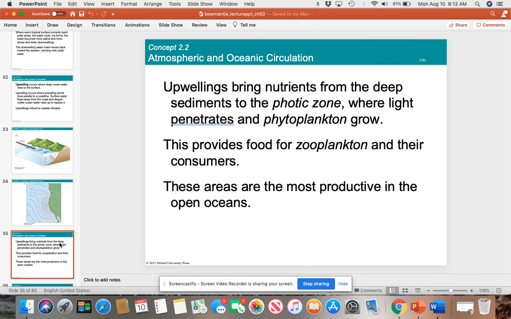And thus, zooplankton feed on phytoplankton in the photic zone, or the surface areas, and these become very productive areas in the ocean.